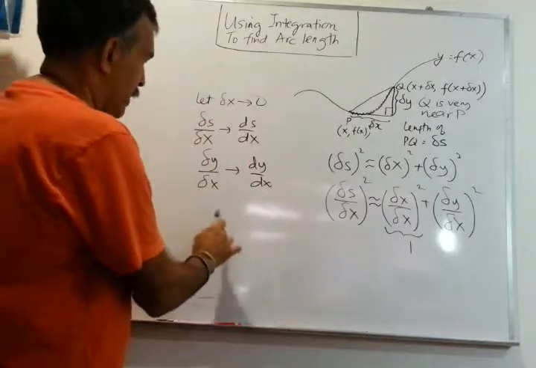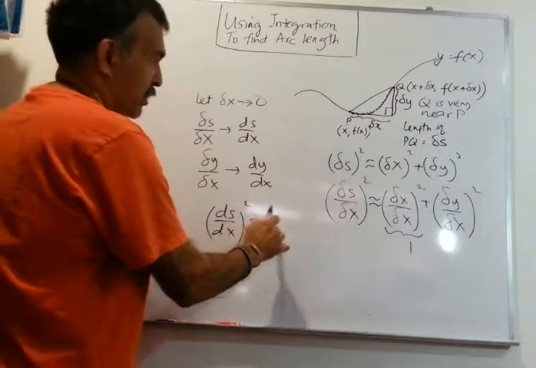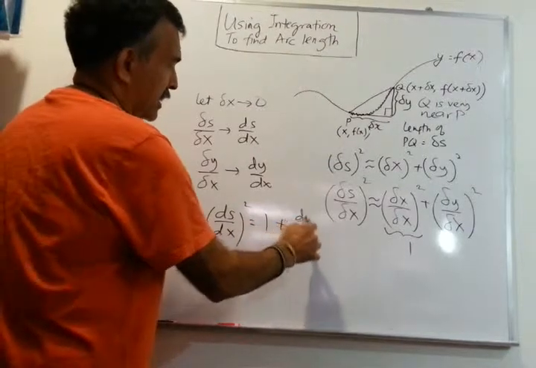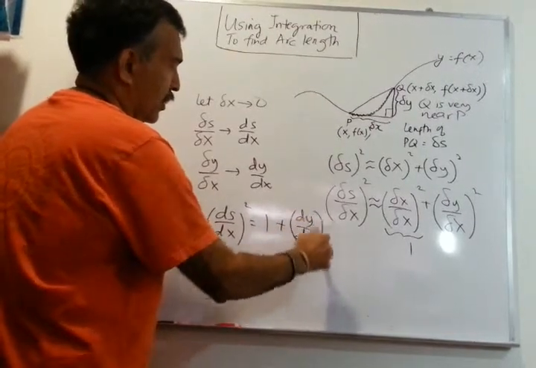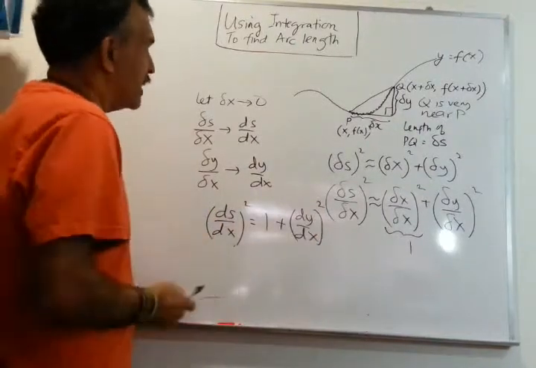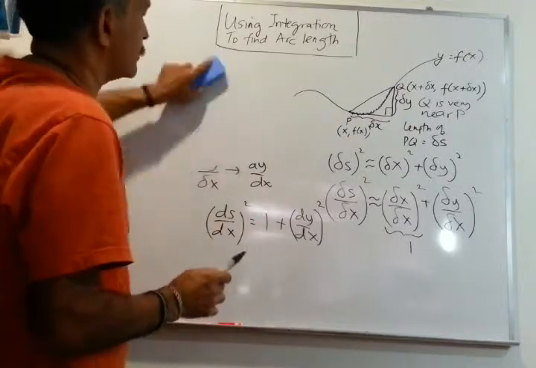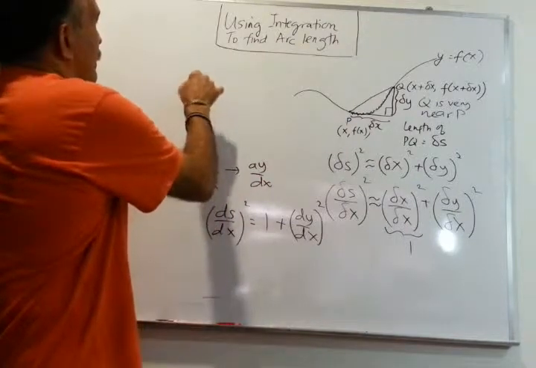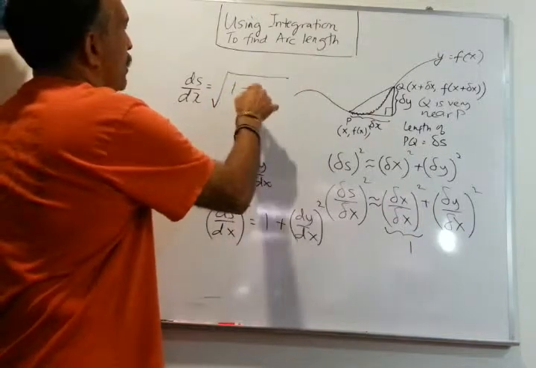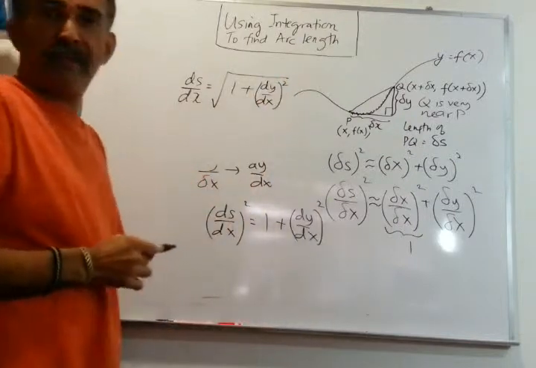Let me just continue here. So I'm going to write (ds/dx) whole thing squared will be equal to, now this is 1, so we don't have to worry about it, 1 plus (dy/dx) whole thing squared. Okay, so now we can take the square root. Let me write it here. ds/dx will be equal to the square root of 1 plus (dy/dx) whole thing squared.